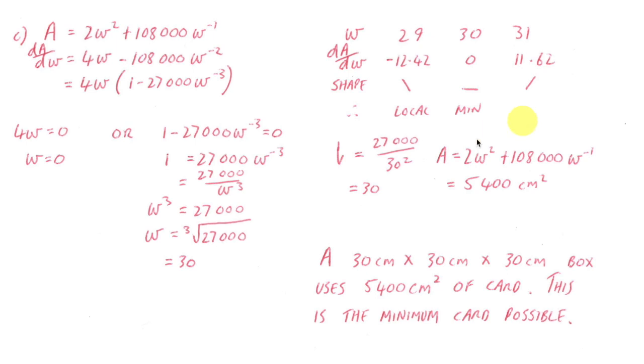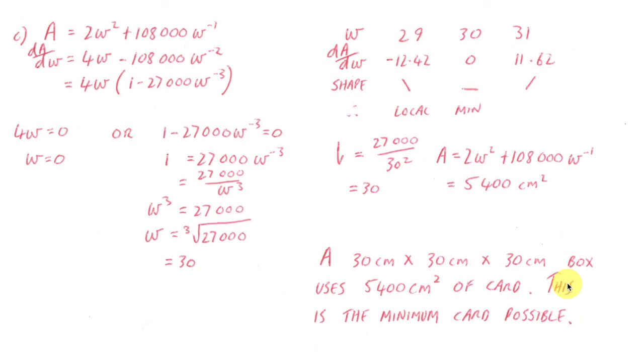So what's the length then? Remember that the length was going to be equal to 27,000 over W squared. Let's substitute W equaling 30 into it, and you can see that that produces a length also of 30. Now, if I substitute W equaling 30 into the area, you can see that we achieve an area of 5,400 centimeters squared. So now what I know is that a 30 by 30 by 30 centimeter box uses 5,400 centimeters squared of cardboard, and this is the minimal amount of cardboard that is required to achieve a volume of 27,000 cubic centimeters.